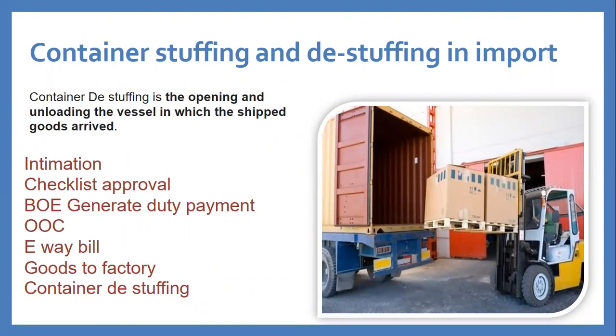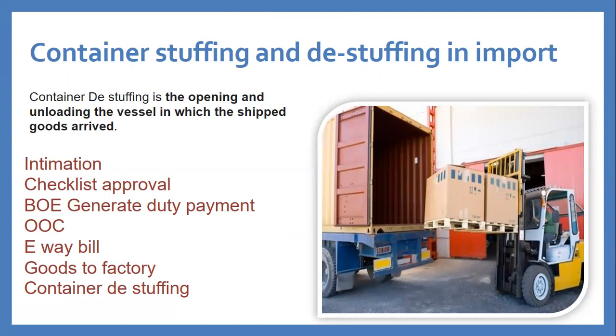In case of export, we have to stuff the container for the destination buyer. But in import, we buy some goods from the exporter, so the container will be unloaded in our factory. So this is the difference. In case of export, we have to stuff the container, but in case of import, we have to de-stuff the container. De-stuff is the unloading.